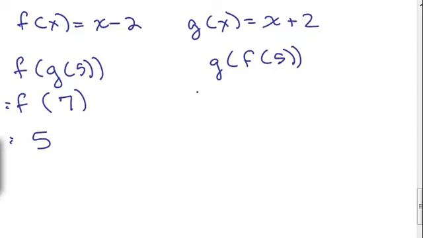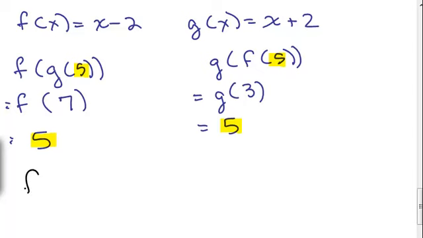Let's see if that happens over here. F of 5, I go over to this function. If I put in 5 for x, I get 5 minus 2, that's 3. And then what's g of 3? Go back to the g function, plug in 3. 3 plus 2 is 5. So when I put in my 5, if I do the function and then I do the inverse function, whatever I put in comes out.